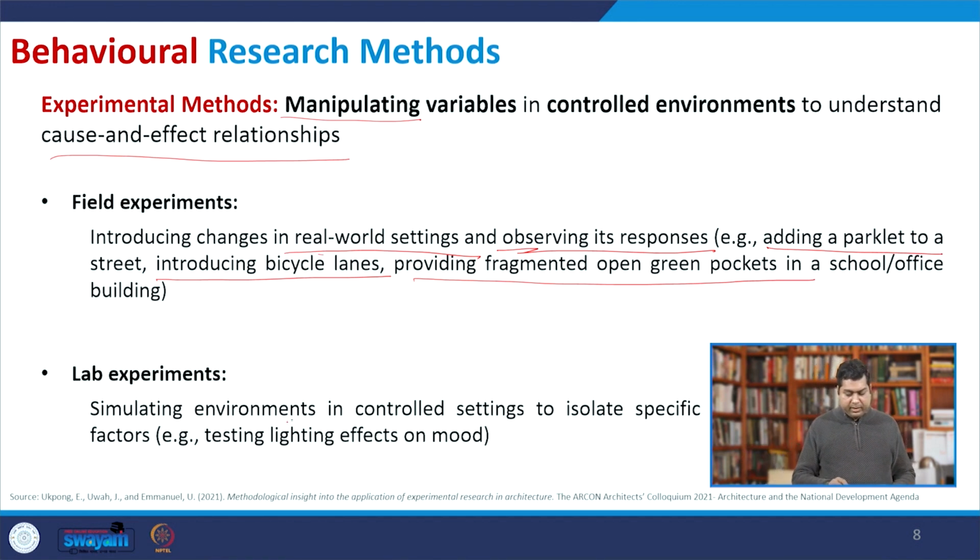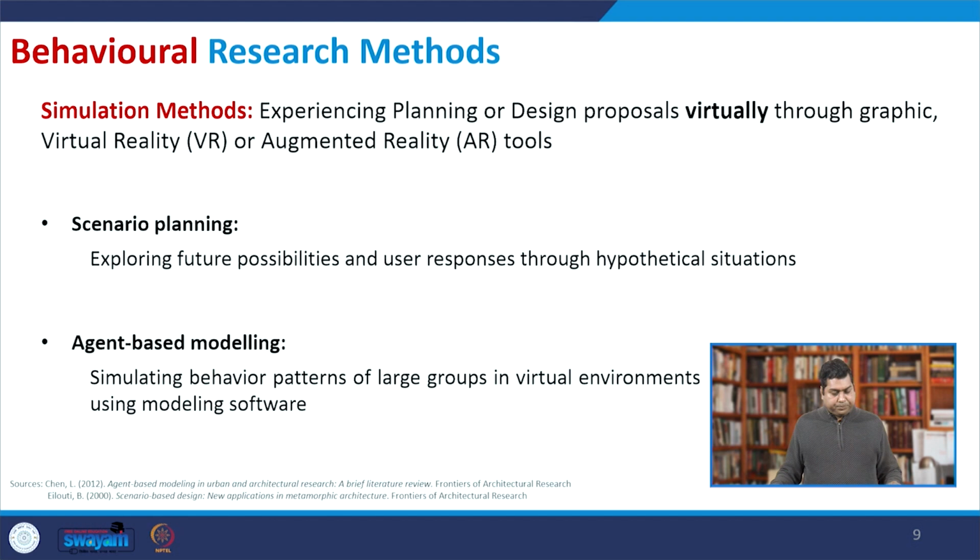We simulate the environment in a controlled setting to isolate specific factors, like in this case testing lighting effects on mood. You just change the color. Definitely there is some sort of color psychology and light. Sometimes you feel happy with a certain color setting, or when you have low light or some different color, and it can also depend on the individual's color preference, so that will change the mood. That can be done in a lab experiment as well.